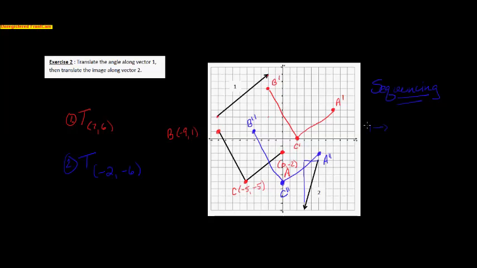Okay, we're taking number 1, and that's mapping to an image, and then we're going to take number 2, and that's going to map to another image, and you could do as many as you want. You could then take A double prime, B double prime, C double prime, and do another translation off of that, and you'd go to A triple prime and B triple prime and C triple prime. Okay, so sequencing just means putting them in order, one after another. That's really all it is.